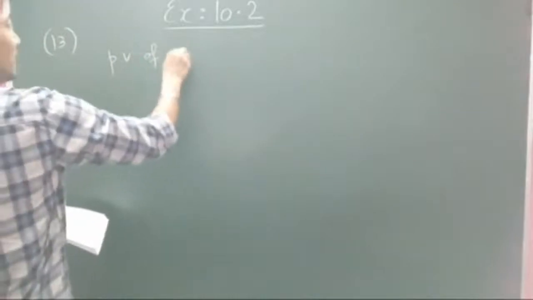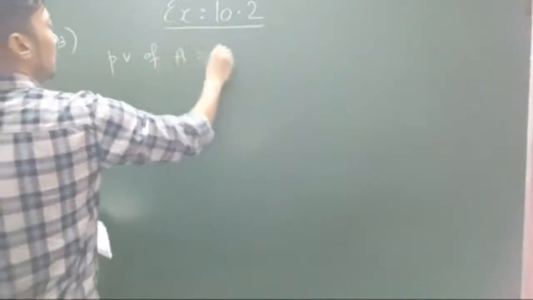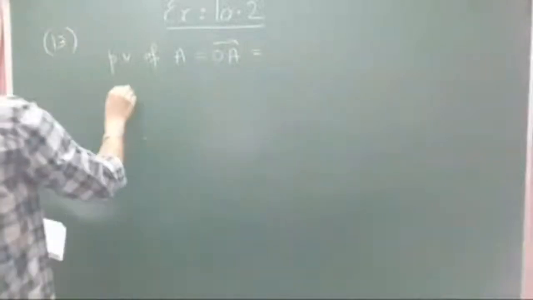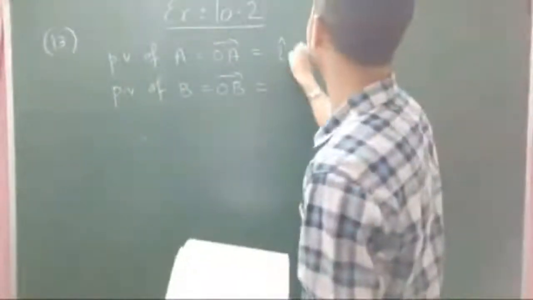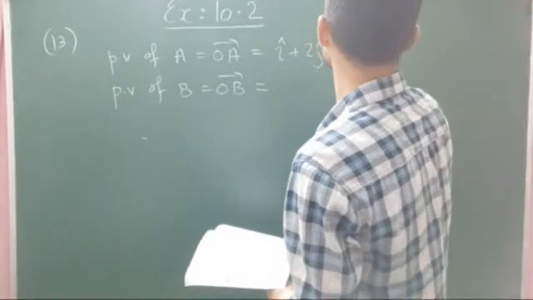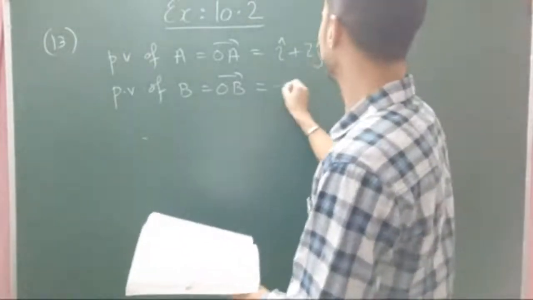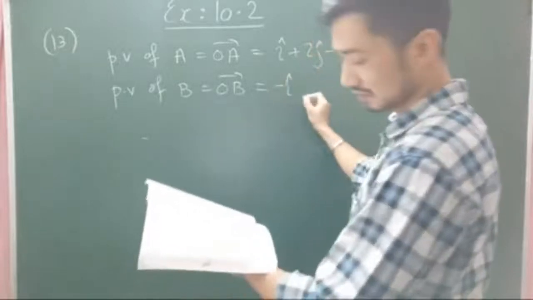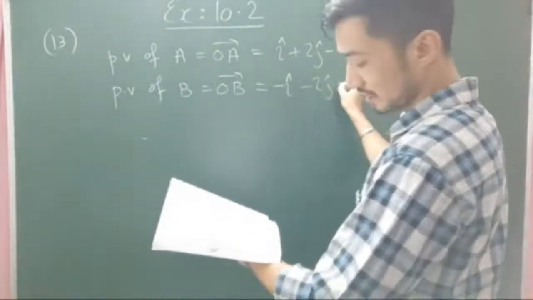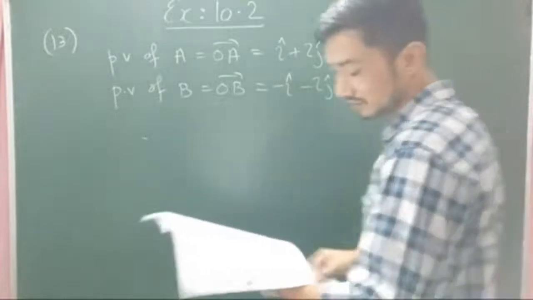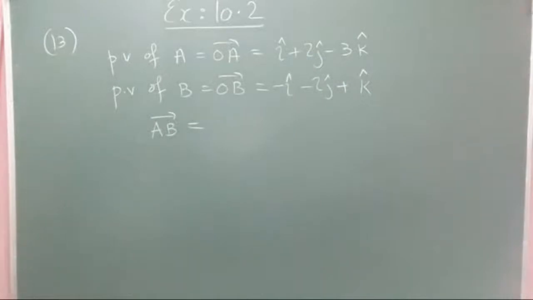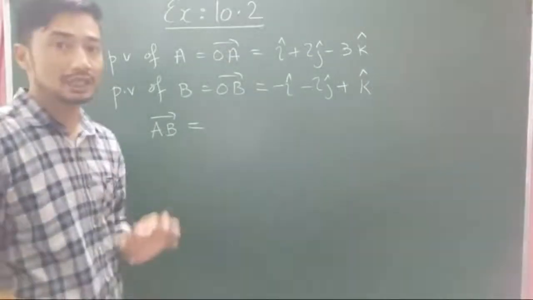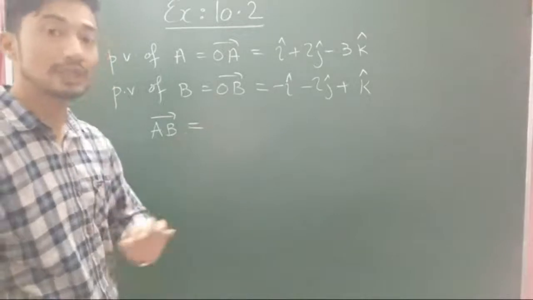Position vector of A, OA vector, and position vector of B, OB vector. The position coordinates are already given: 1, 2, minus 3. So i plus 2j minus 3k, and minus i minus 2j plus k. Direction is from A to B, so our vector would be vector AB. And remember, in vectors, always be careful about the direction. A to B, B to A will make a lot of difference.